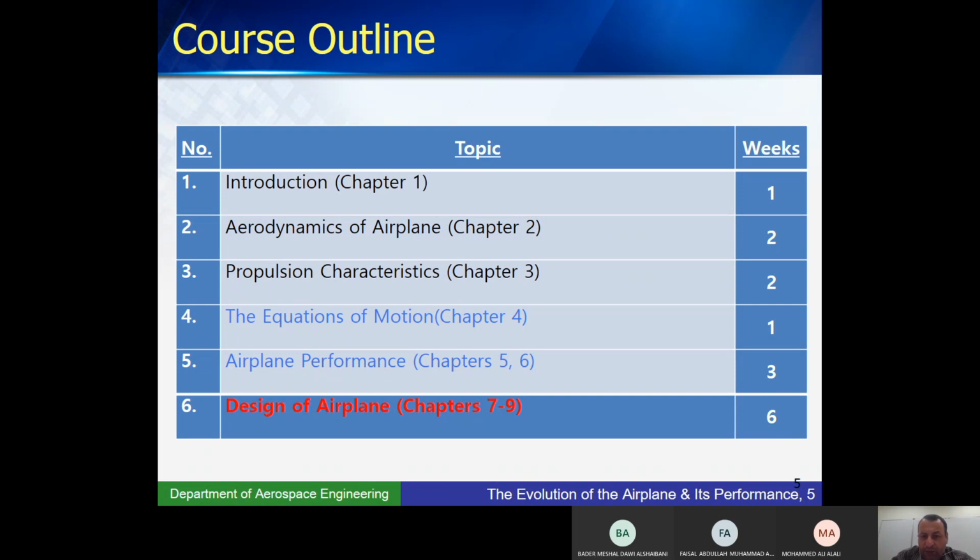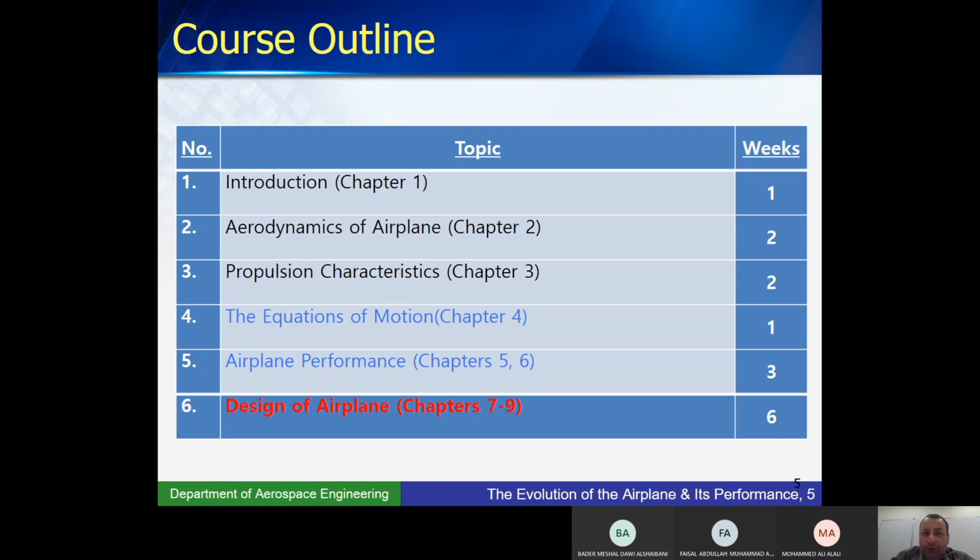After understanding all of this, around week 6 or 7, depending on how we progress, we're going to study the design of the airplane, the steps of design of the airplane, and that's covered in chapter 7, 8, and 9. Chapter 7 is the general layout. Chapter 8 is for jet aircraft and propeller aircraft, and chapter 9 is for jet aircraft.